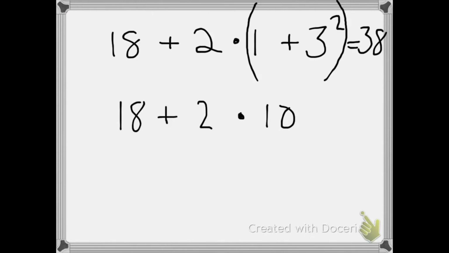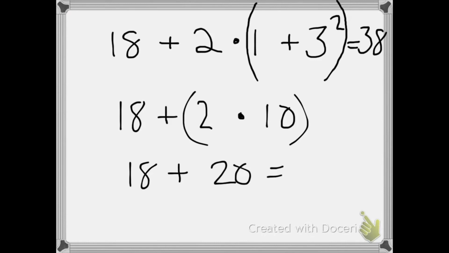You have to be careful here because we don't want to do the adding first. We actually want to do the multiplication. So we're going to do 2 times 10, which is 20. We add 18 last, and clearly we can see that 18 plus 20 is 38, so we are good to go with this particular one.